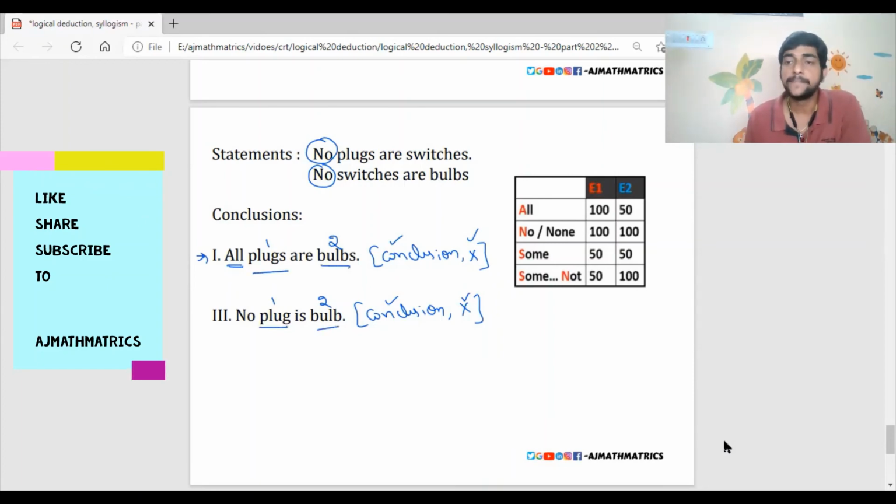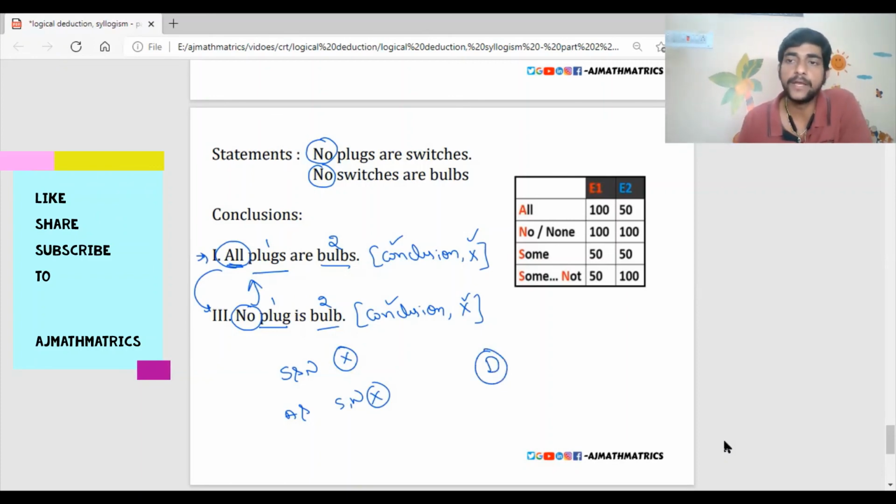Yes, but the positive and negative pair are some and no is one pair, and all and some not is the other pair. But here we have all, but the other statement should be some not. That is not there here. Okay. So one statement is no, the other statement should be some, but here it starts with no. So the answer is D for this question, because both not follows and the complementary pair rule is not followed.